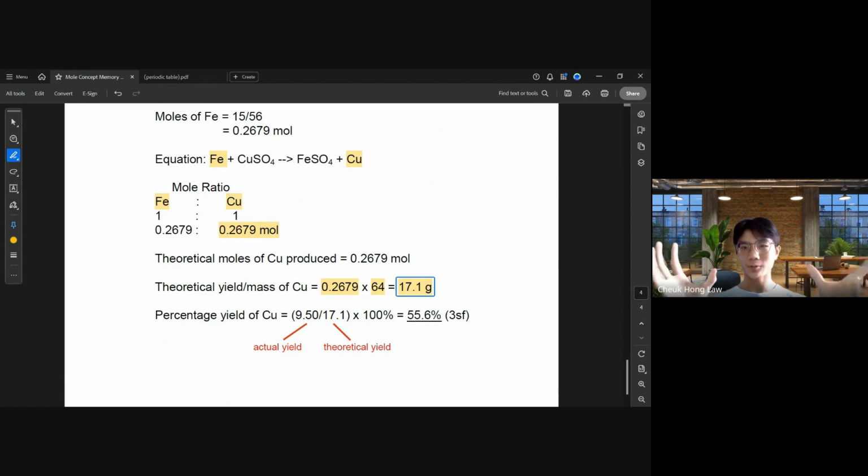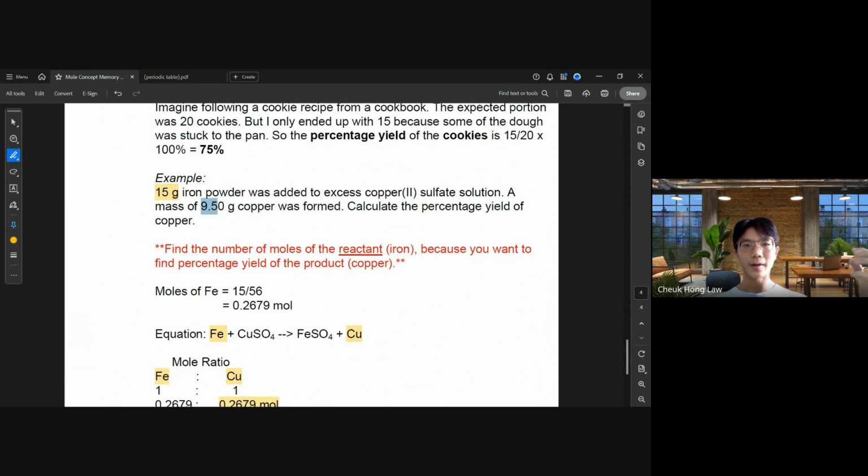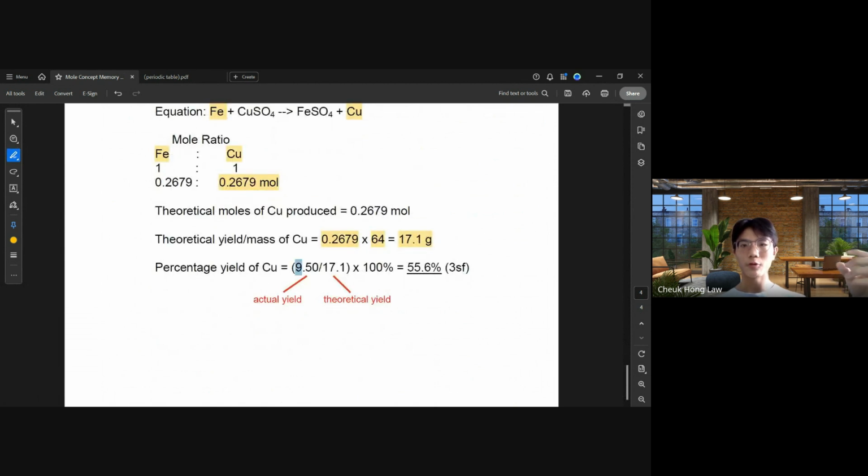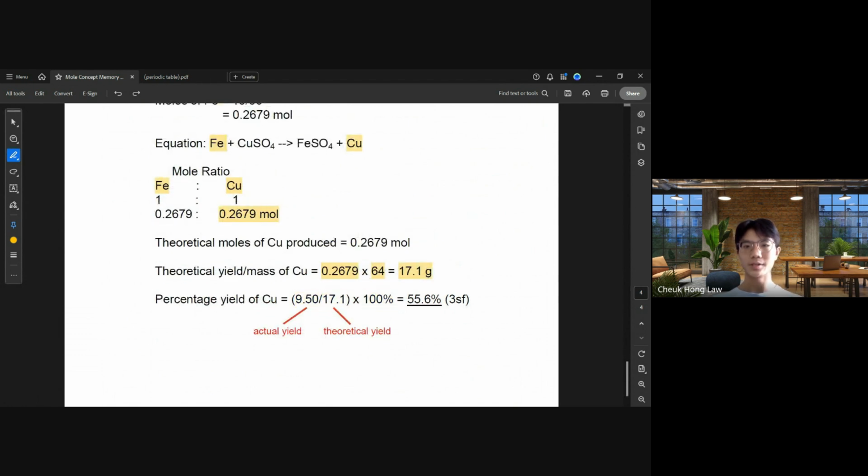So I'm expected to get 17.1 grams of copper, but I only got 9.5 grams. So the percentage yield of copper will be the actual yield, 9.5 grams, divided by the theoretical yield, 17.1 grams, times 100%, which equals 55.6%. So that is how you find percentage yield.